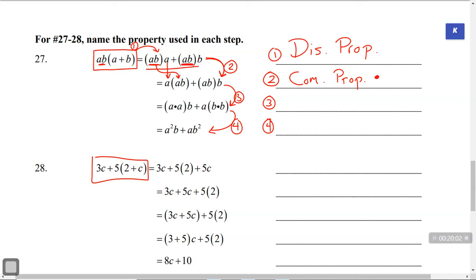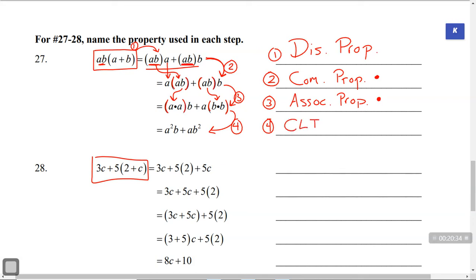Then, I got ahead of myself last time, I apologize. Then they changed our parentheses. Notice my parentheses were here around AB, and now they're here around AA. Here they're around AB, and now they're here around BB. They're helping us understand that B times B is B squared, A times A is A squared. But to do that, they used the associative property. And again, we are multiplying these terms in which we're changing the parentheses, and so it's the associative property of multiplication.